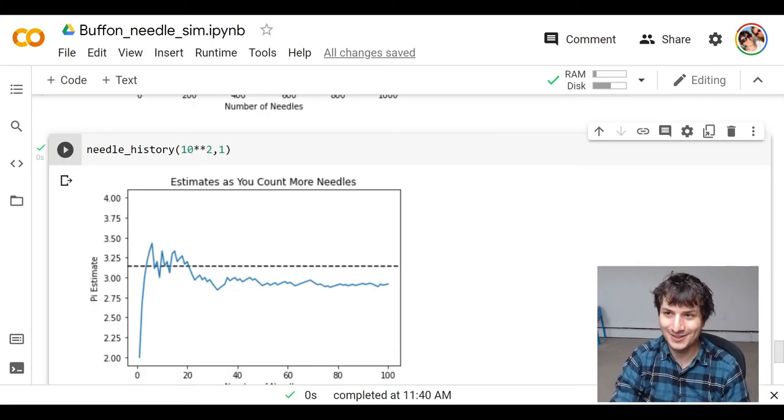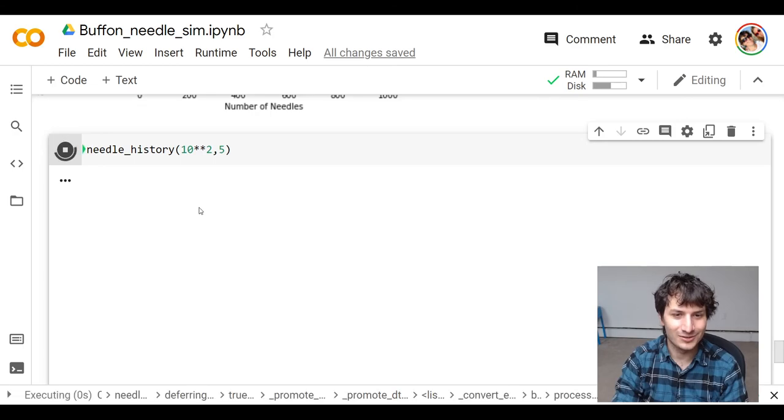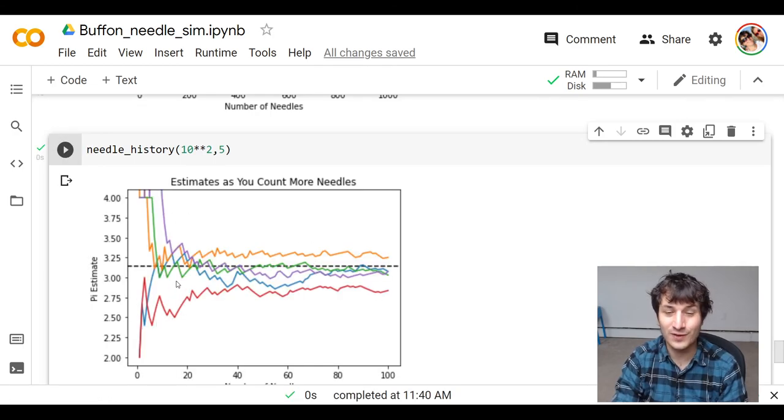Okay, so I'm back with a little update. I forgot one cool feature that I programmed in here. There's a second input into the needle history function, which was one before, and that is the number of independent samples you want to run. If you change this to five, it'll not only show you the history once, but it'll show you five possible histories, and you can see from this how it converges as you go. This is maybe fun if you want to do that.